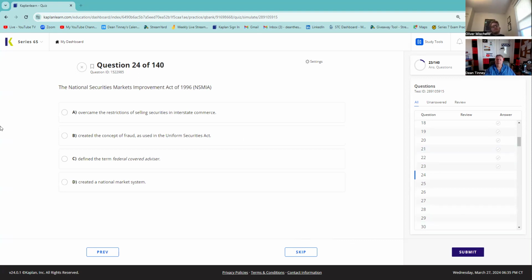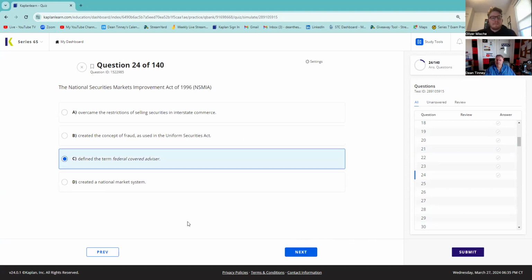It created two things. It created federally covered investment advisors and federally covered securities. Those are the two buckets. What makes you a federally covered advisor? You'll never be both. Your investment advisory firm is either federally covered or not. What makes your firm federally covered or not? If you have over 110 million in assets under management, you belong to the feds. You belong to the SEC.